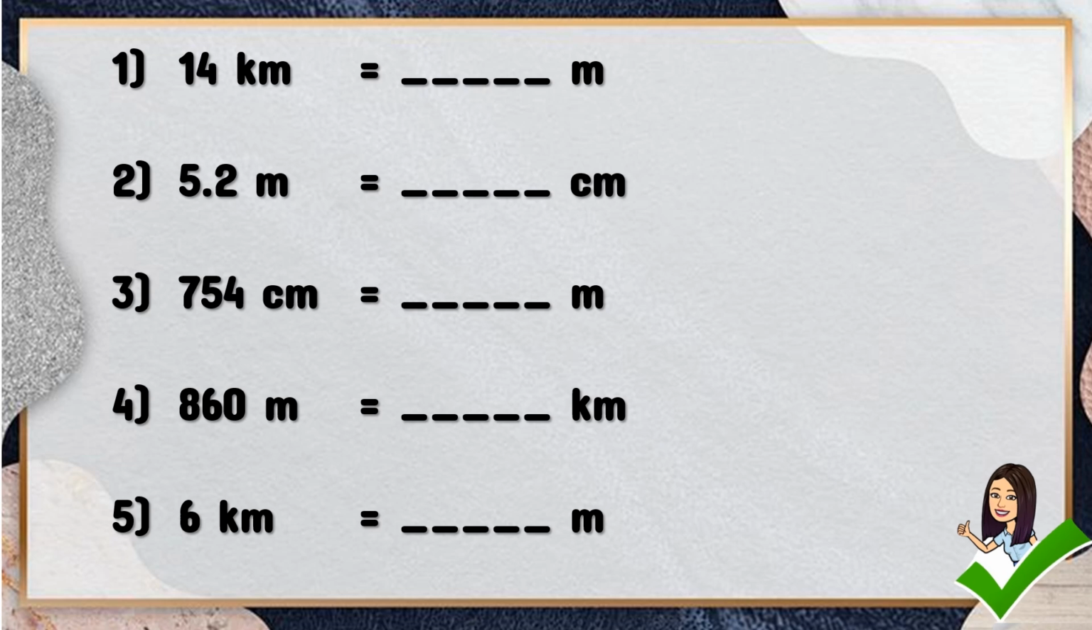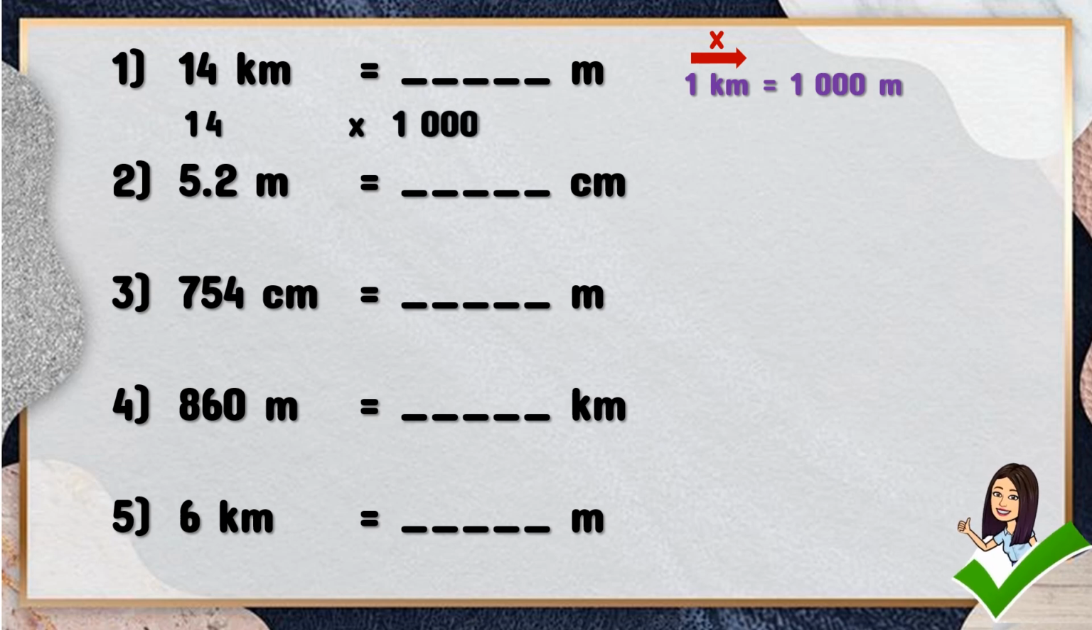Let's check your answers. Number 1, 14 kilometers to meters. So 1 kilometer is equal to 1,000 meters. This is large to small unit, so we use multiplication. So 14 times 1,000. So we're going to move the decimal 3 times. From here, 1, 2, 3. And then we add 3 zeros, 1, 2, 3. So 14 kilometers is equal to 14,000 meters.